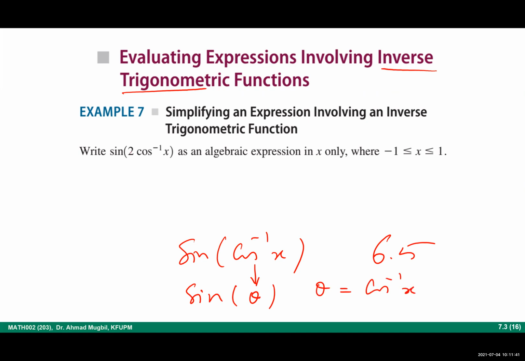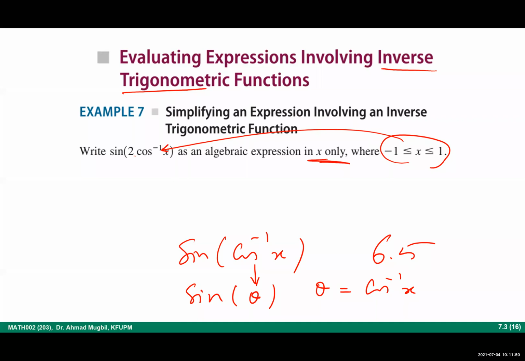Here, when we have a double angle, we want to write this in terms of x only. X is between -1 and 1, because that is the domain of cosine inverse. This is so easy if we know what the angle is. Let me give you this easy example: cosine inverse square root of 3 over 2.